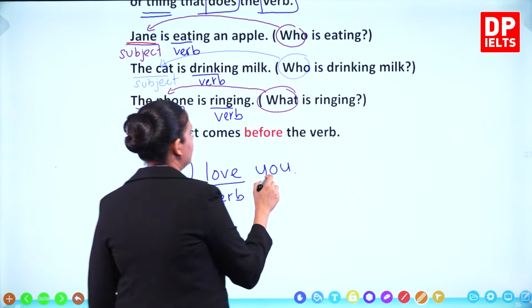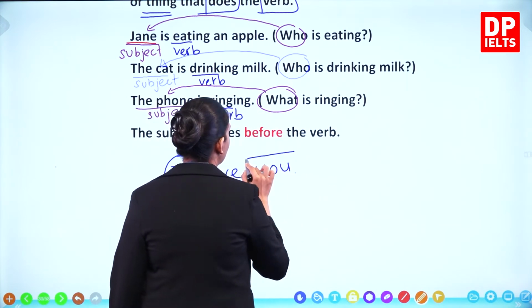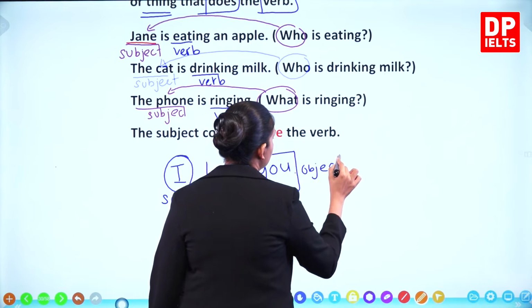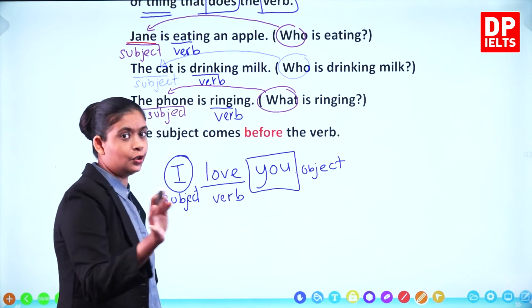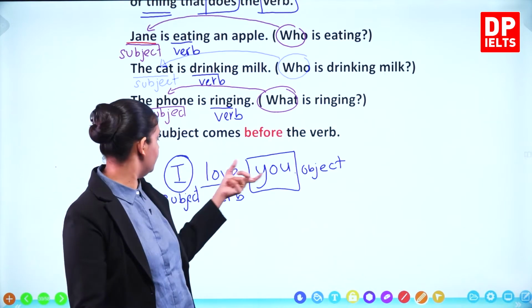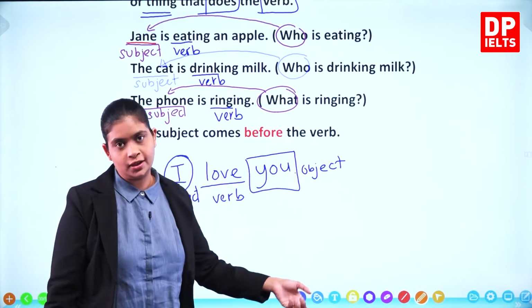Okay? And then later on you will learn that this is the object. I haven't taught you that yet. Later you will learn that. But I love you: subject, verb, object.